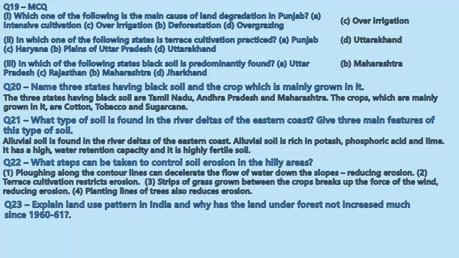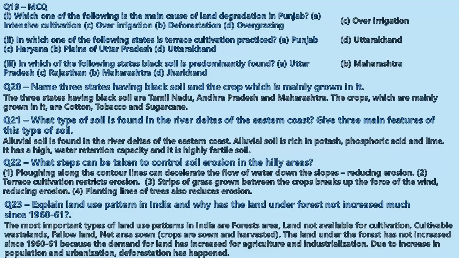Explain land use pattern in India. Why has the land under forest not increased since 1960-61? Okay, so what they are asking is, given that India has a certain amount of land, that is around 3.28 million square kilometer, like we saw before, what is the percentage which is used for what? See, the most important types of lands in India are forest area, land not available for cultivation, cultivable wastelands, fallow land, and net sown area where crops are sown and harvested. These are the types of lands.